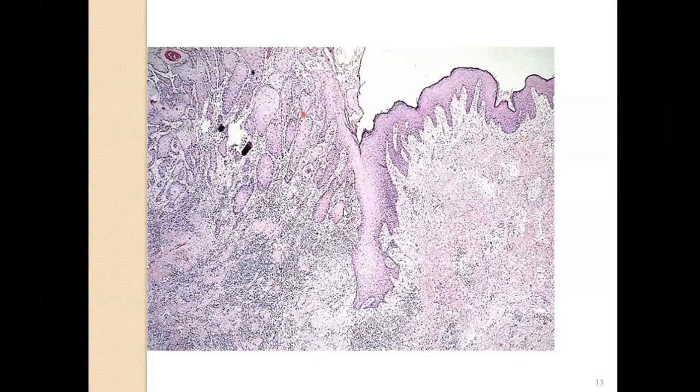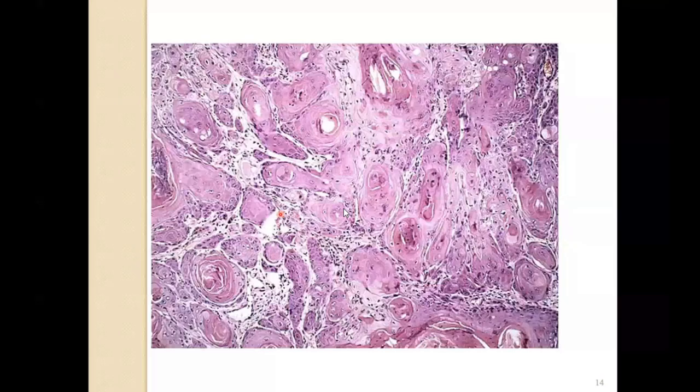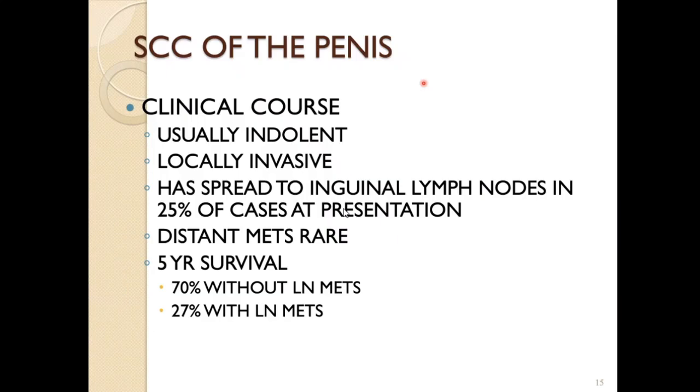On this part, you see that there are some nests of epithelial cells which are penetrating deep into the stroma, and a lot of inflammatory cells. So this is a carcinoma, a cancer. On the right side, there is no cancer. On the left here, there is a cancer. On high power, they form keratin. So this is very easy to diagnose.